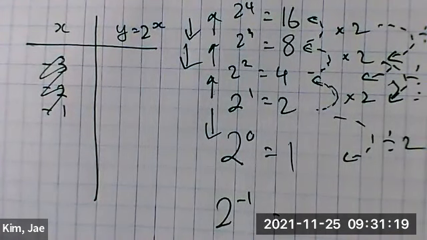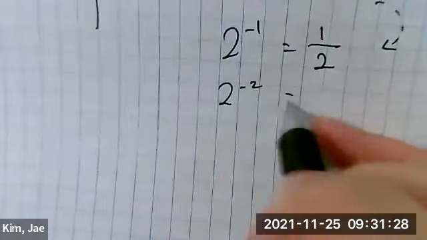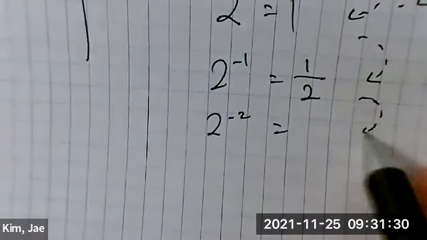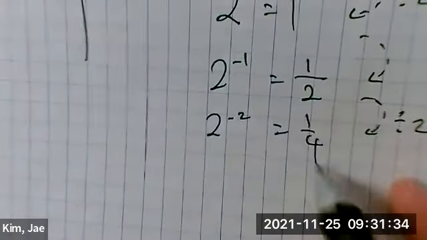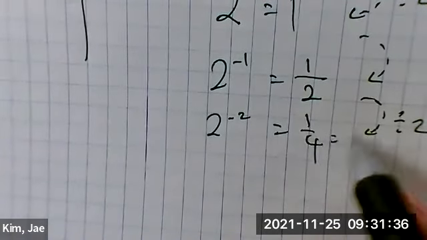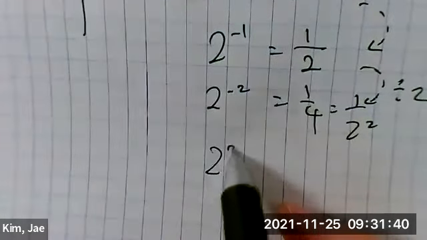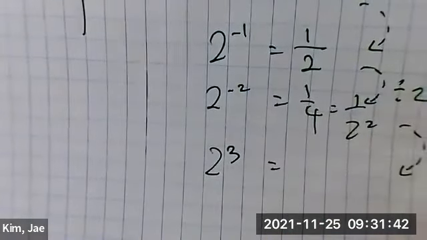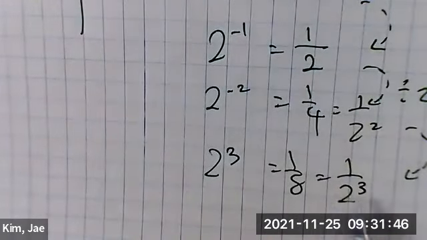Does the pattern change? No. So this should now be 1 divided by 2, right? Let's go further. 2 to the power of -2. What is half divided by the 2? 1/4, which can be rewritten as 1/2 squared. 2 to the power of -3 is 1/8, which could be rewritten as 1/2 to the power of 3.